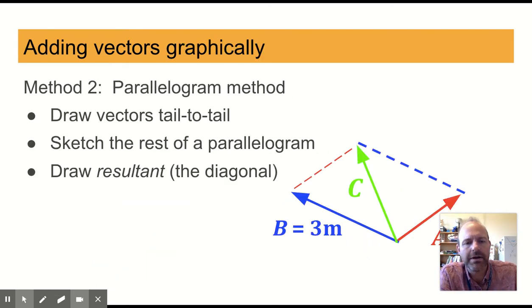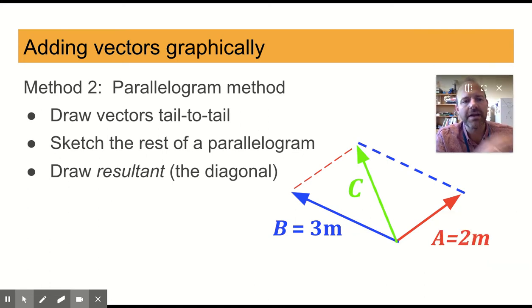You can also use the parallelogram method, and this is probably something you've seen. This is kind of combining both of those graphical methods, B plus A along the dotted line, or A plus B along the dotted line gets you to C. You form this parallelogram, and the resultant goes along the diagonal.